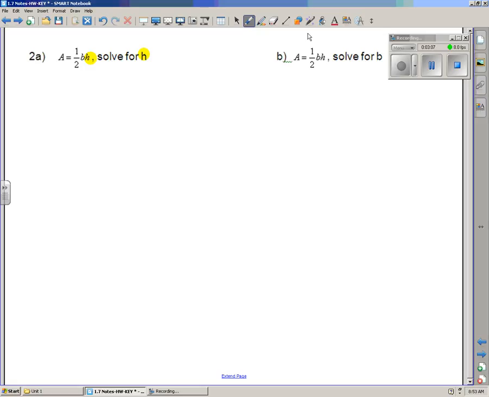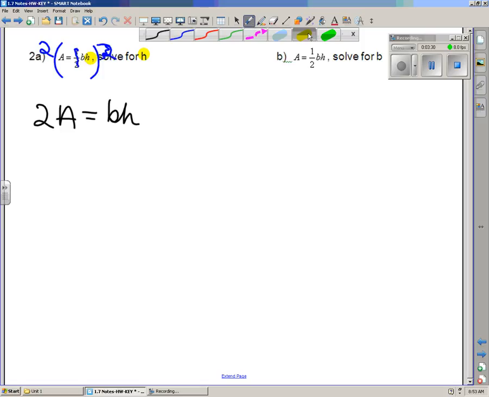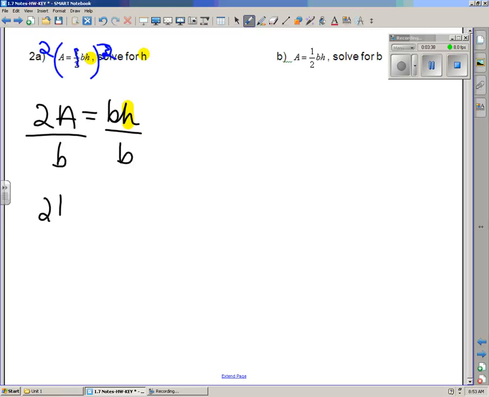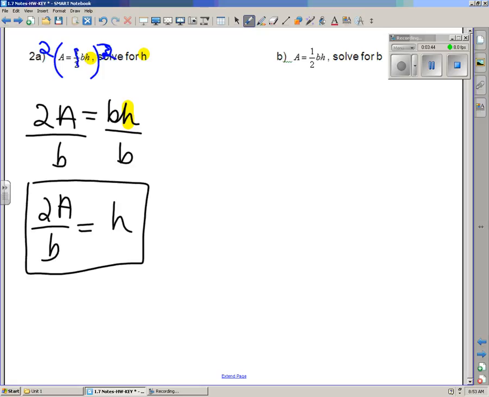So how I'm going to do it is I'm first going to multiply both sides by 2, or 2 over 1. What happens then is 1/2 and that 2 disappear. They're inverses of one another. So what you're left with on the left is 2 times a equals b times h. Again, we're looking to get the letter h alone, and what's happening to the h right now is it's being multiplied by b. How do you undo multiply by b? You divide by b, and your answer is 2a divided by b is equal to h.